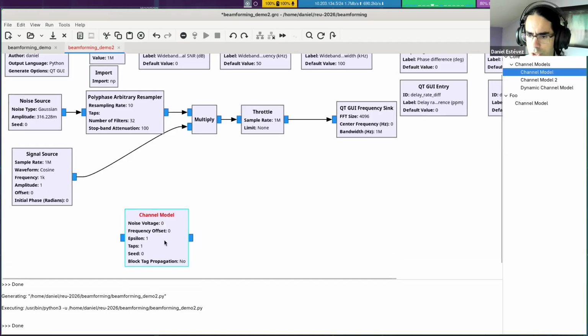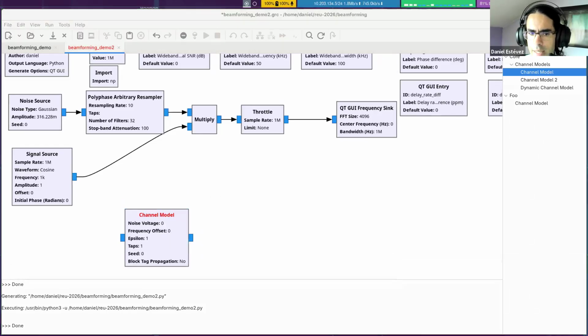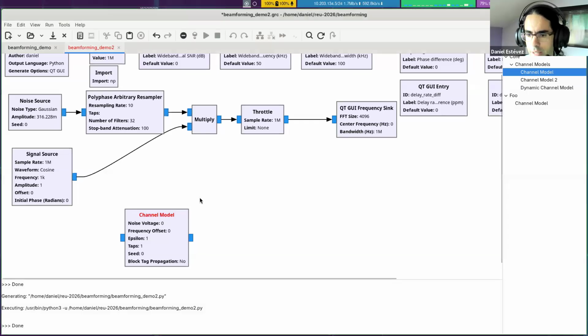And the reason why it's called channel model is that in radio frequency communications, we usually call the channel every effect that happens to the RF signal when it travels from a transmitter to a receiver. So there's this channel model block, which is intended to simulate all of those effects.